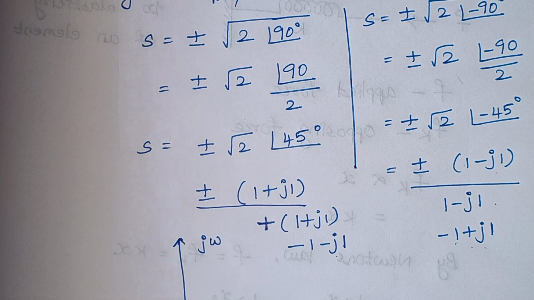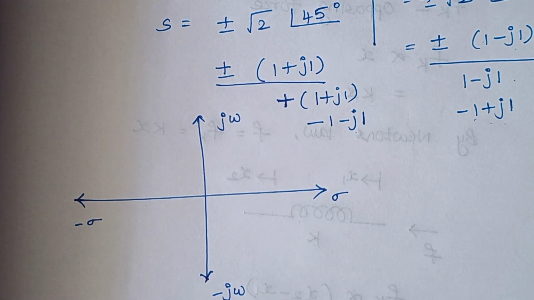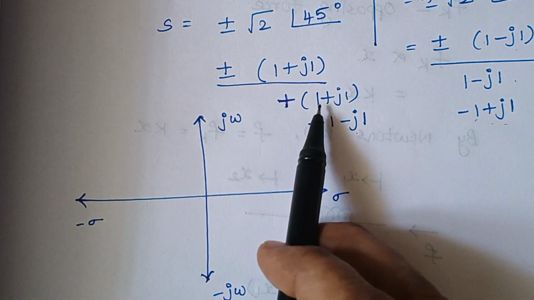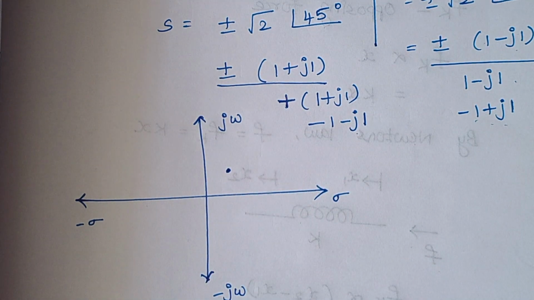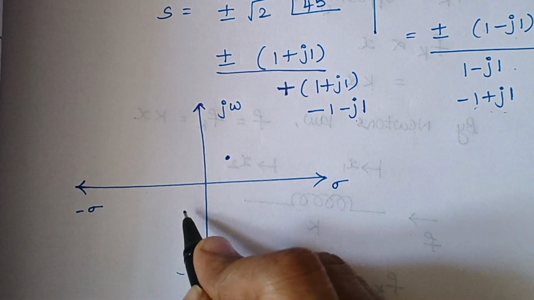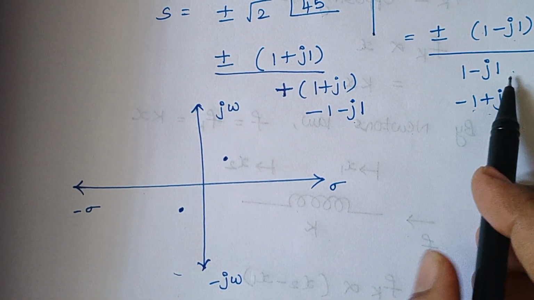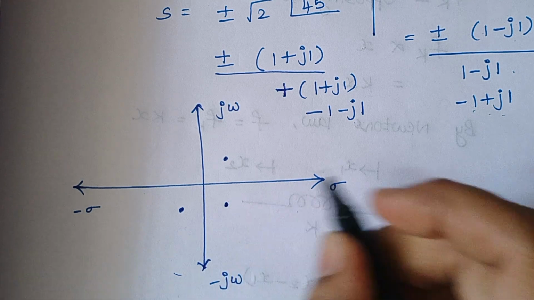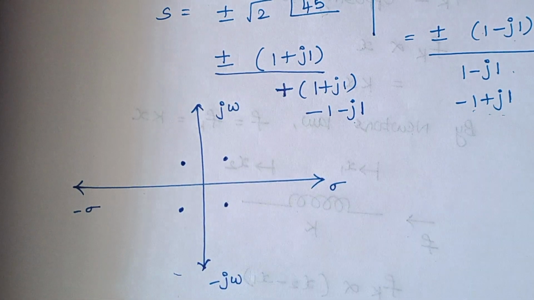Now we are going to locate the roots, and finally we are going to decide whether the system is stable or not. Okay, this is our S-plane, and this is your real axis, and this is your imaginary axis. Your first root is 1 plus j1, that is both are positive, so it lies somewhere here, right? And the second one is minus 1 minus j1, here both are negative, so this lies in third quadrant. And the next root is 1 minus j1, that is 1 is positive, and minus j1, so it lies in fourth quadrant. And finally minus 1 plus j1, so it lies in the second quadrant, right?